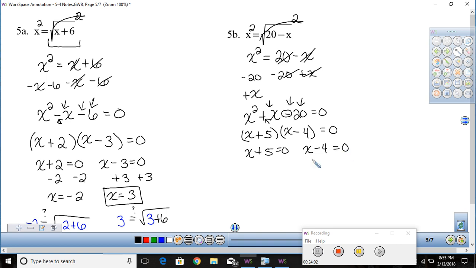And solve for x. So I've got to subtract 5. So I get negative 5. Then I'm going to add the 4. So I get x is equal to 4. So I need to check both of these.